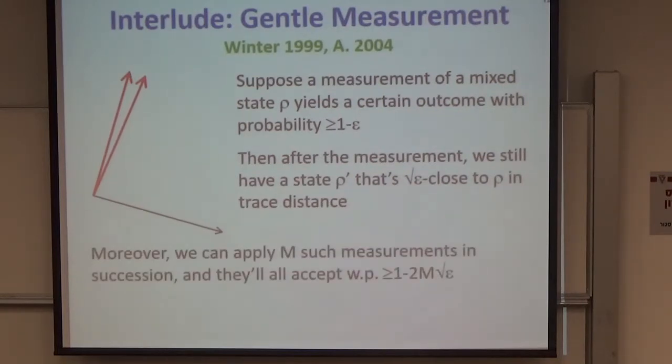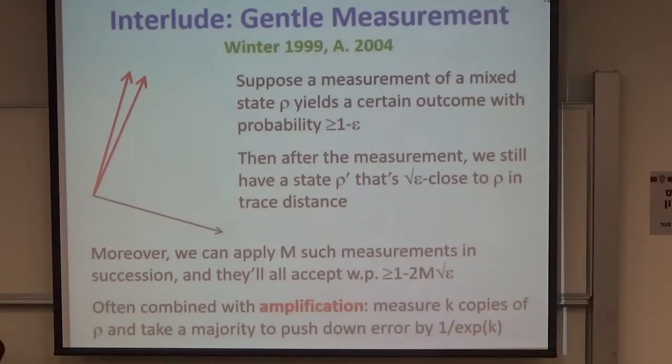So in fact, something stronger is true. If you apply m such measurements in succession, even that only damages your state by something like m times square root of epsilon, at most that. And in fact, all the measurements will accept with at least this probability. Which, if epsilon is much less than 1 over m squared, is non-trivial.